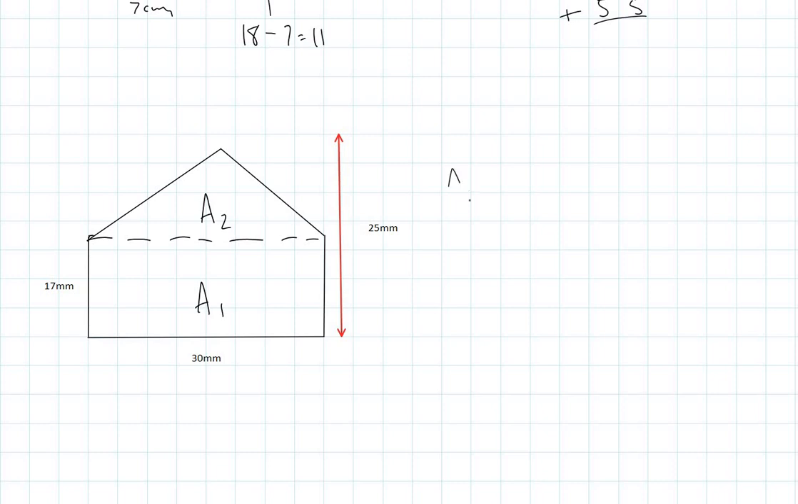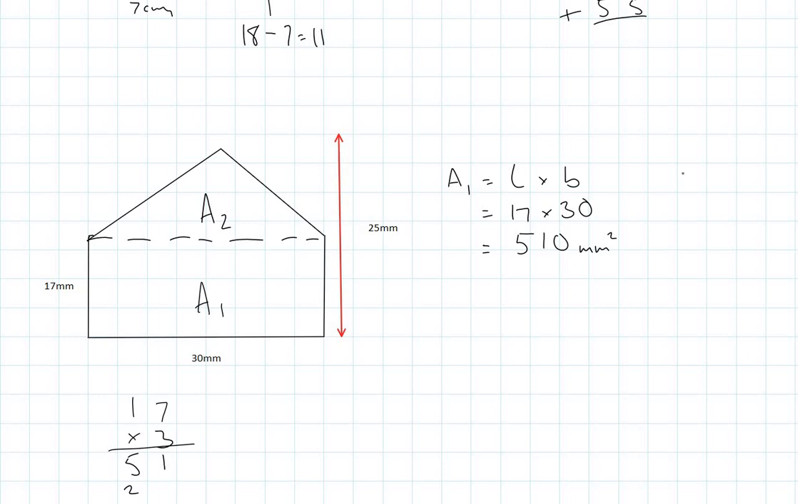Again, area 1 is quite straightforward here. It's a rectangle, so my formula is length times breadth. It's 17 by 30. I'm going to set out a sum for that. I know it's 17 times 3 and then times the answer by 10. So let's work out, off to the side, what 17 times 3 is. 7 times 3 is 21, 1 times 3 is 3, add on the 2, that's 5, so 51. And when I times that by 10, I'm going to get 510.